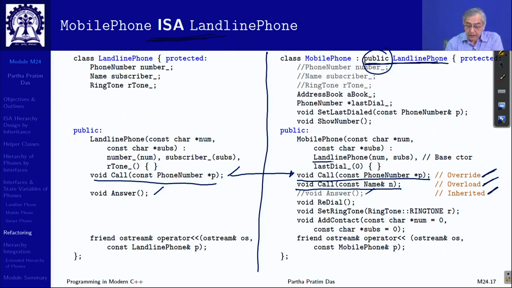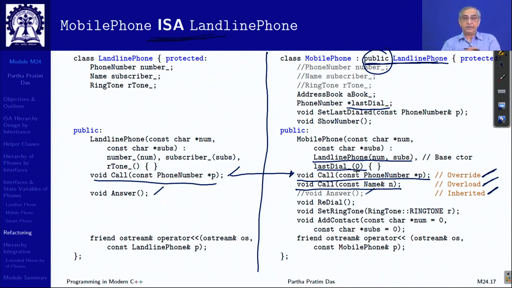So does my constructor change? Yes, because now landline phone becomes a base for the mobile phone. So, that base will have to be constructed. I have last dialed here, so that we will continue to have here. And now, this is on the interface side.